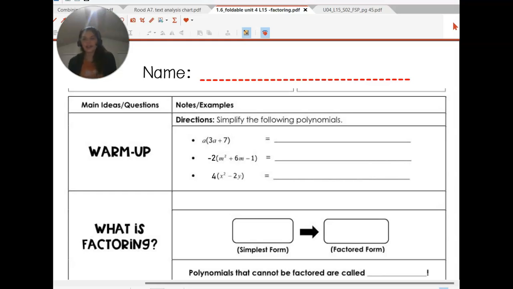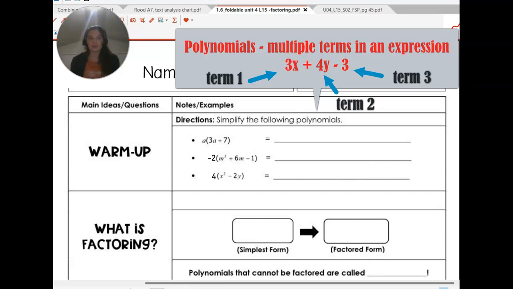Okay, here we are. I just wanted to go ahead and record some notes. We are doing some warm-ups here. We are working with simplifying polynomials, and polynomials means there's multiple terms in the expression.